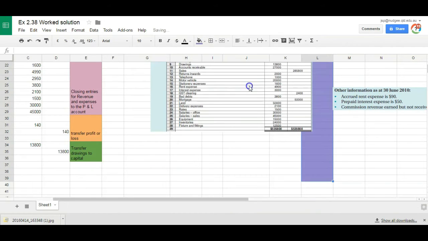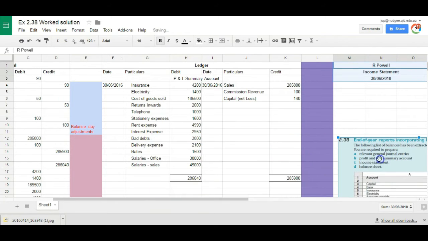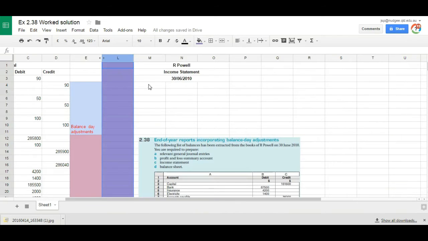Okay, that's really the hard part of things. After that, it's all about the income statement and the balance sheet. Now, I've named the income statement RPAL. I probably should have named the ledger RPAL and the general journal RPAL as well. You will lose marks if you do that. Don't do it.